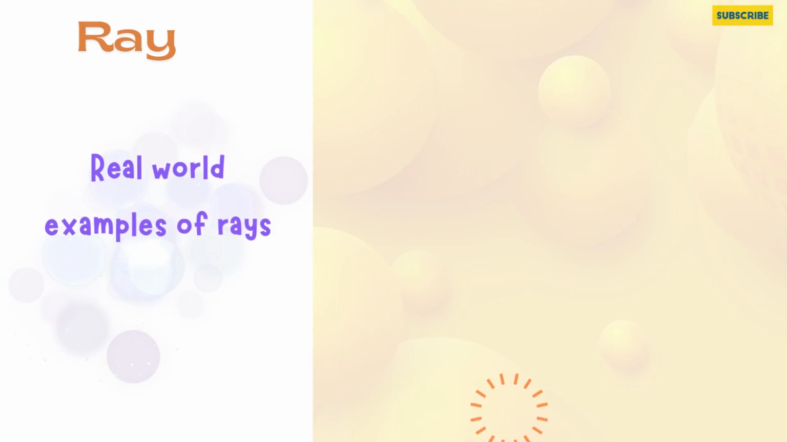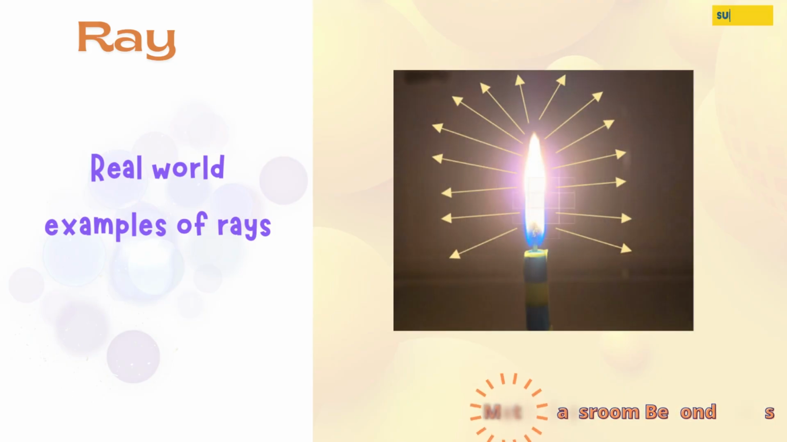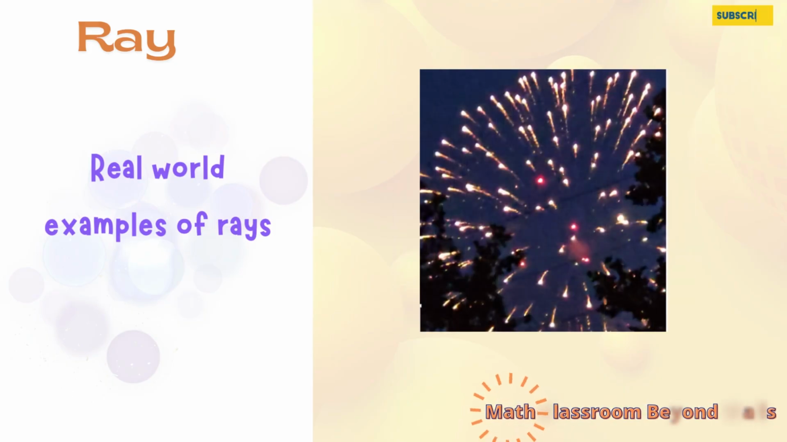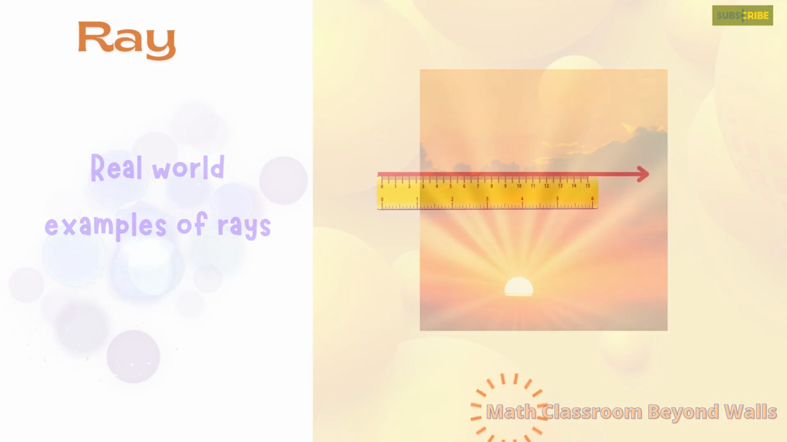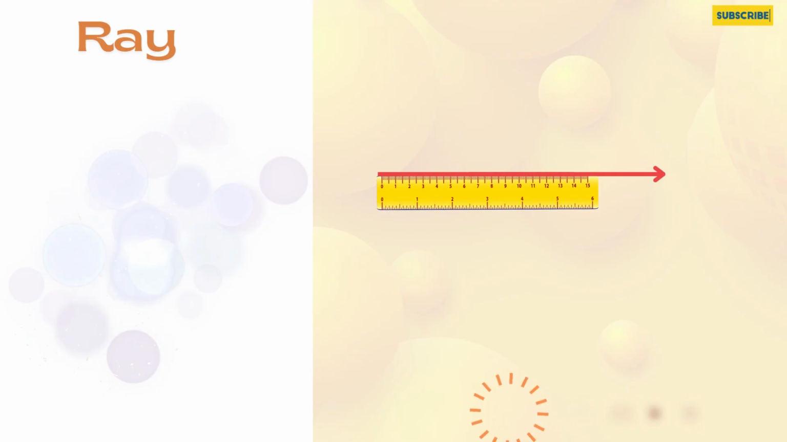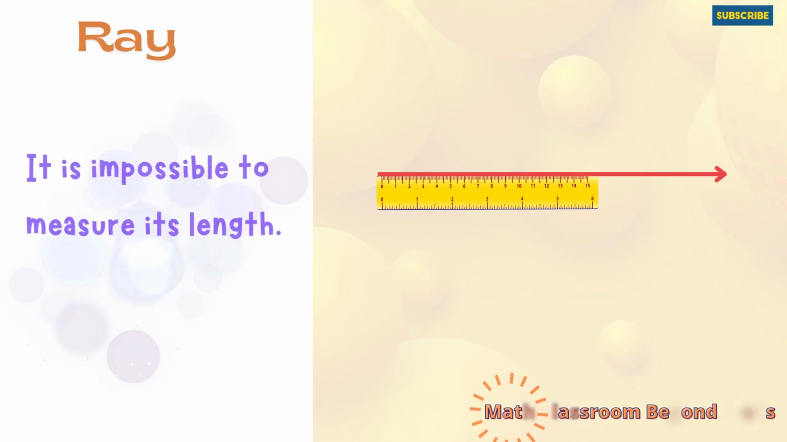Real-world examples of rays include rays coming from a flashlight, rays from a lighted candle, rays from a fireworks display, and rays from the sun. Now, can we measure the length of a ray? Though there is an endpoint on a ray, the other end is extending infinitely, so we cannot measure its length, just like a line.